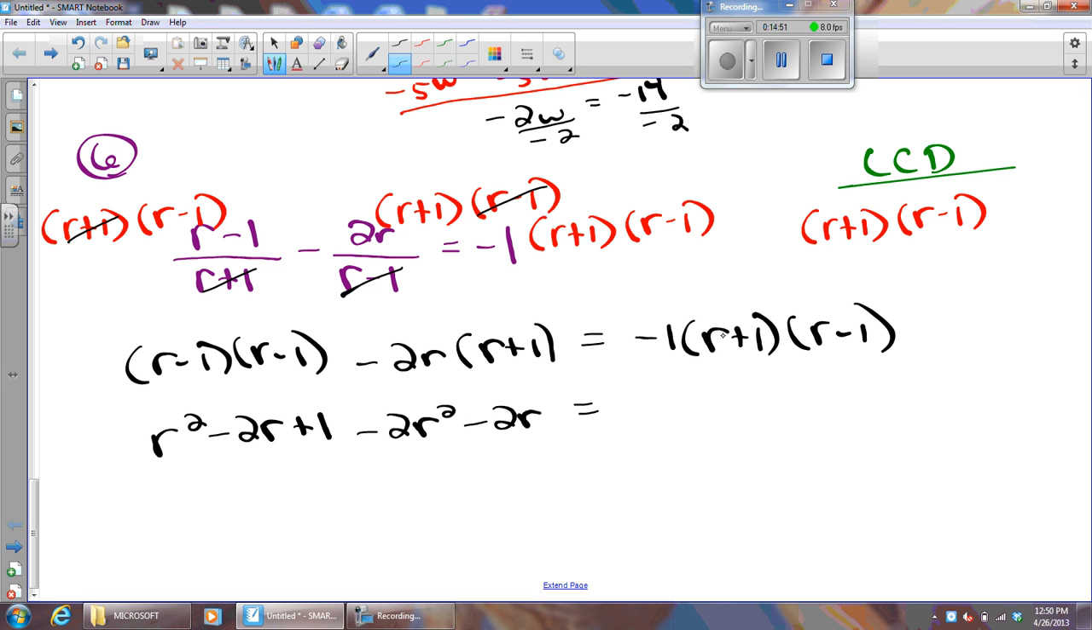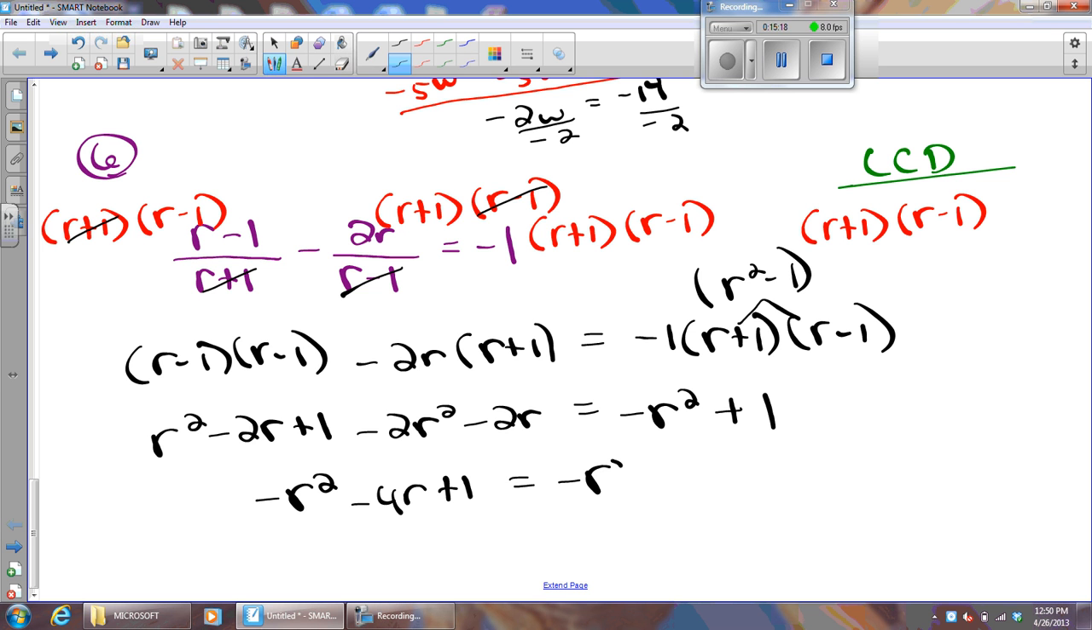And going to FOIL and then distribute a negative. Well, this FOILs as r squared minus 1 and then I will distribute the negative. So I'm going to get a negative r squared plus 1. All right, going to combine some like terms here. I see the r squared, so I'm going to have a negative r squared. I've got minus 2r, minus 2r, it's going to be minus 4r plus 1 equals negative r squared plus 1.